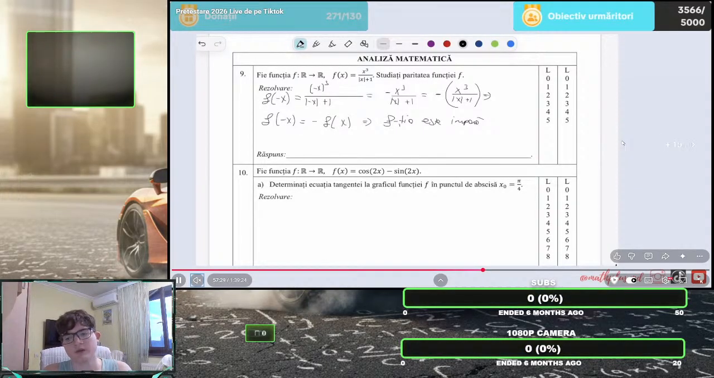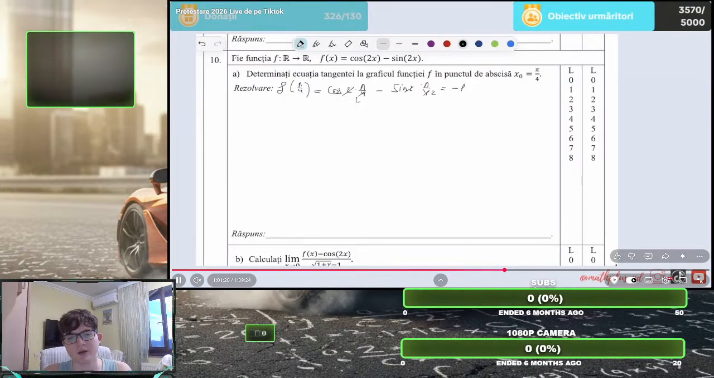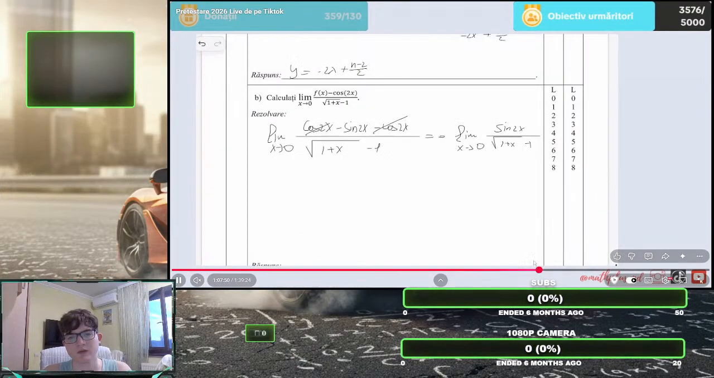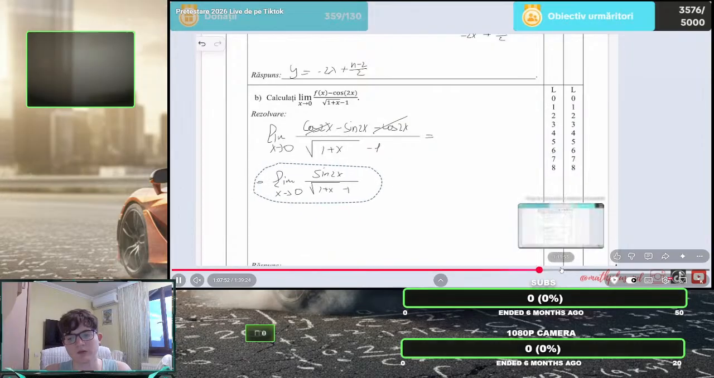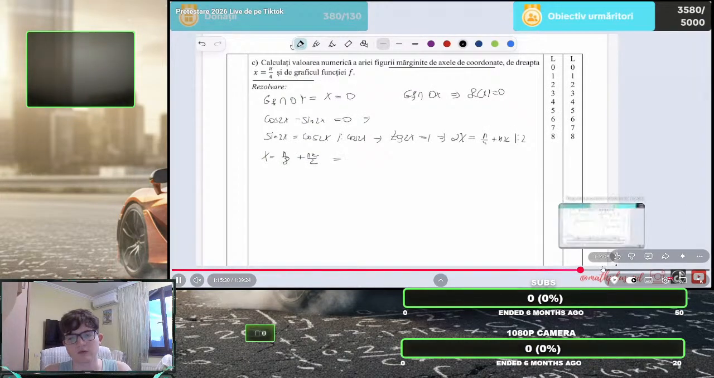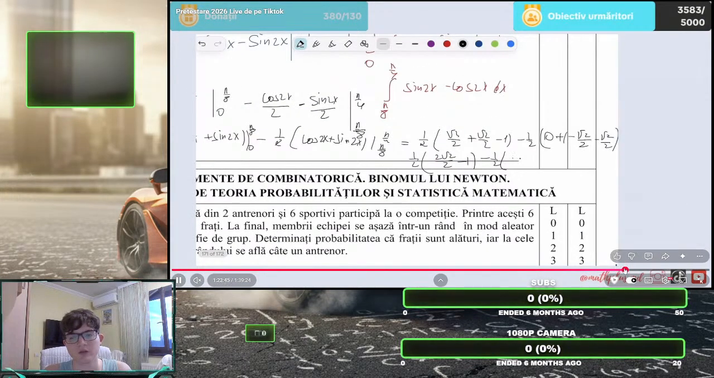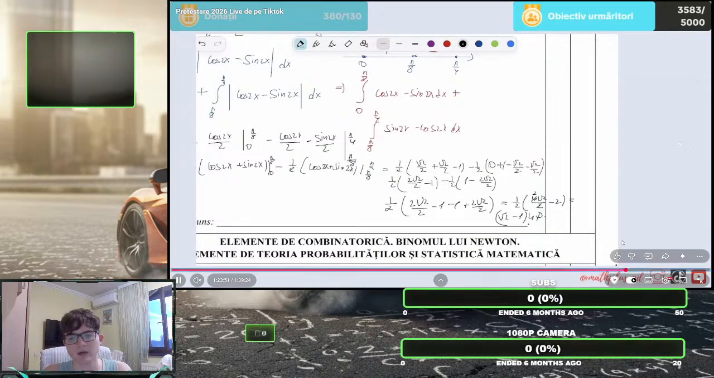So let's just get going out of here. Bro, this is like with signs, so obviously let's skip it. Limits right here. Skip that. Graph calculation with trigonometry. Leave that for the geeks right here.